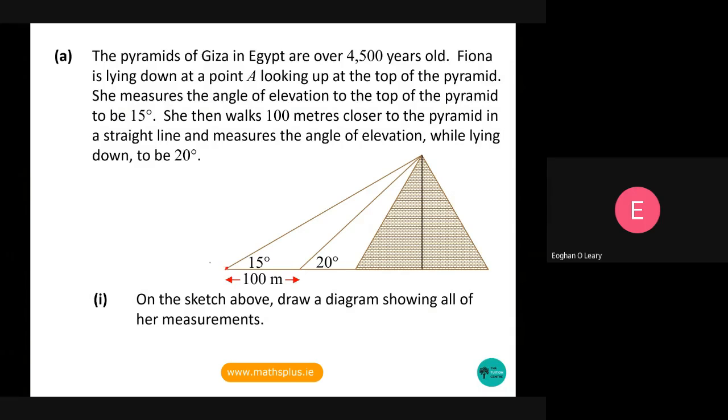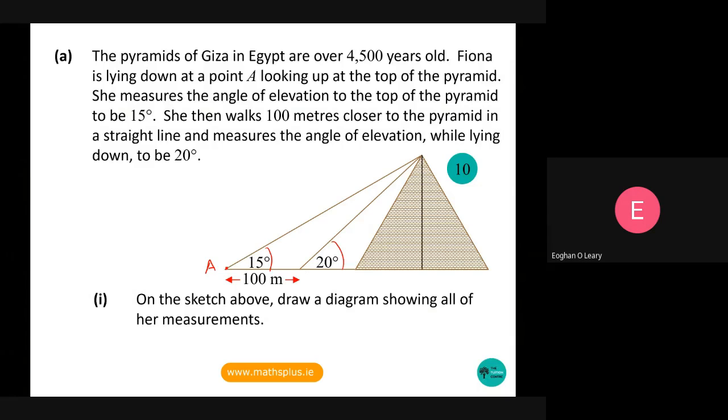Here's our point A, 15-degree angle of elevation. She moves 100 meters closer. She now has a 20-degree angle of elevation, and that is a 10-mark question. This one's marked on a 0, 5, 10 scale, and it's a nice, easy one to mark. For low partial credit, we're looking for one correct measurement. So if you have the 15 degrees, the 20 degrees, or the 100 meters correctly marked in, that would be partial credit for 5 marks. And if you have all 3 correctly marked in, that would be full credit for 10 marks.